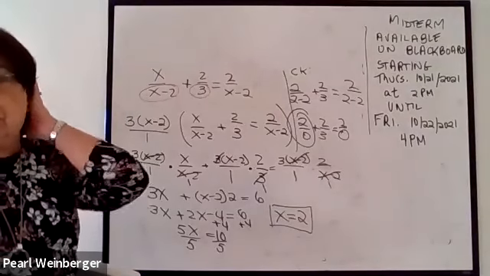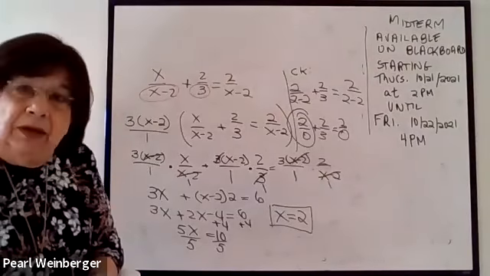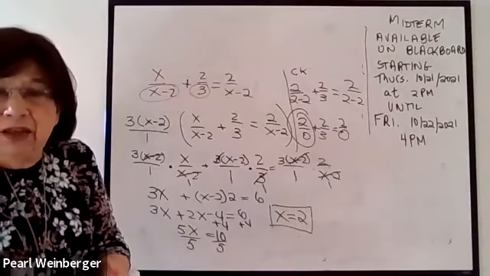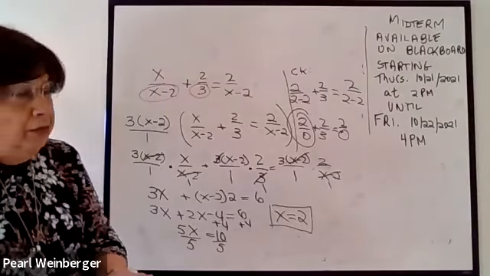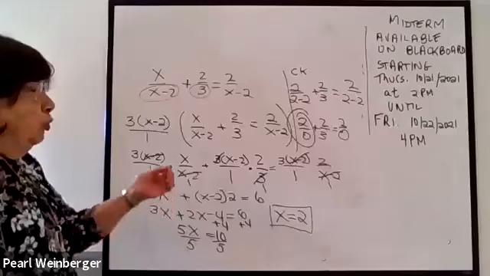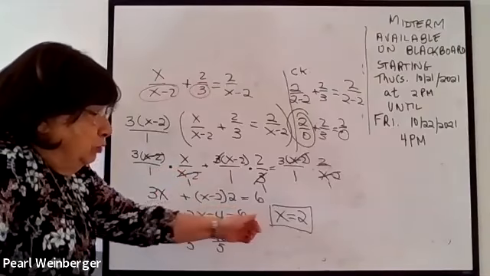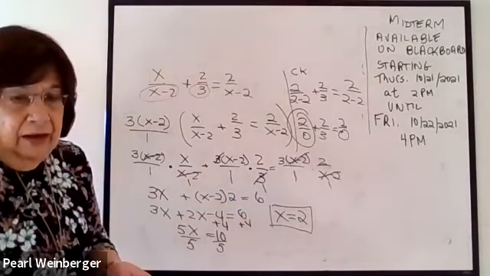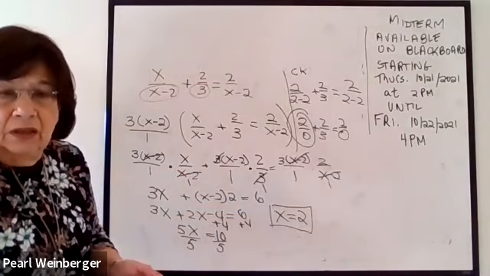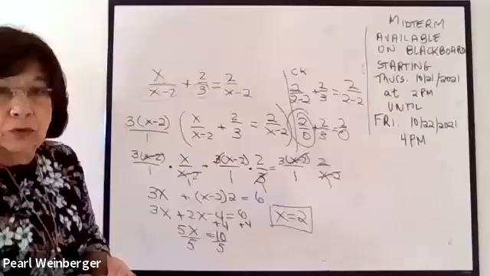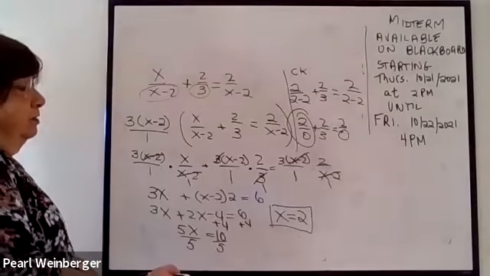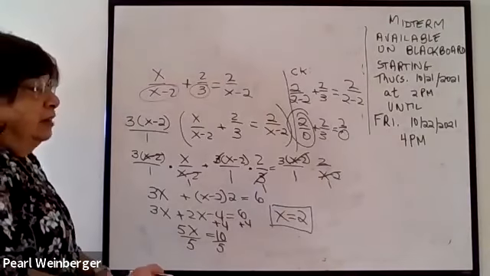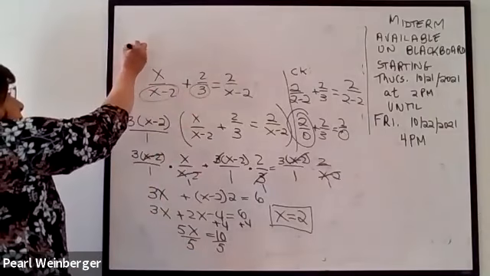We use the term undefined, but really it means you can't do it. It doesn't exist, it's not allowed. So if my answer were 2, it really gave me a situation that is unsustainable. It doesn't work. This is what's called an extraneous root.